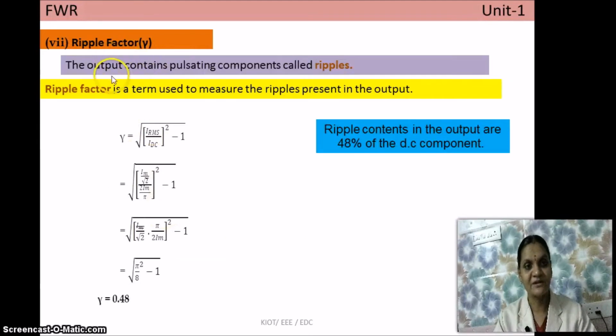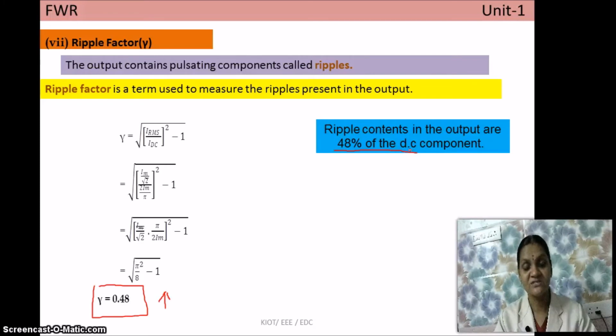And then ripple factor is nothing but the AC component present in DC output. So that is ripple. The term used to measure ripples is called ripple factor. The formula is square root of (IRMS by IDC) whole square minus 1. We know the formula for IRMS and IDC, substitute it directly here and simplifying, it yields the value that ripple factor is equal to 0.48. This also got improved. The higher the ripple factor, the greater the ripple content. So the output ripple content is just only 48%.